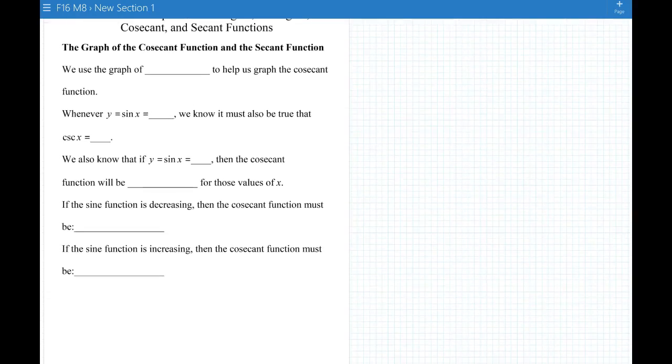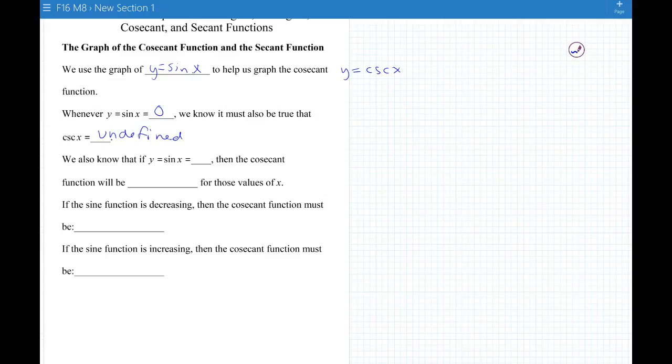So let's look at the graph of the cosecant and secant functions. They're kind of interesting. We use the graph of y equals sine x to help us graph the cosecant function y equals cosecant of x because those two are reciprocals. So whenever y equals sine x equals 0, it has to be true that the cosecant is undefined, right? If I have a 0 in the denominator, then the function is undefined.